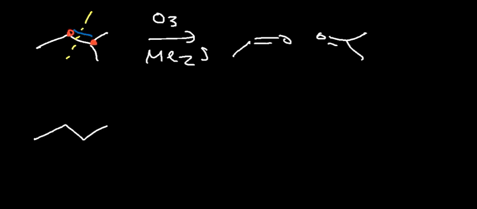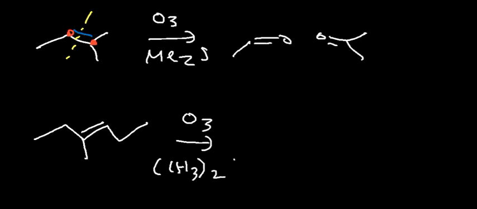So go ahead and try this example. So for this one, all we got to do is cleave this bond. On the left side, we have 4 carbon atoms, and on the right side we have 3. And then just add a carbonyl to both. So those are the 2 products that we get for that reaction.